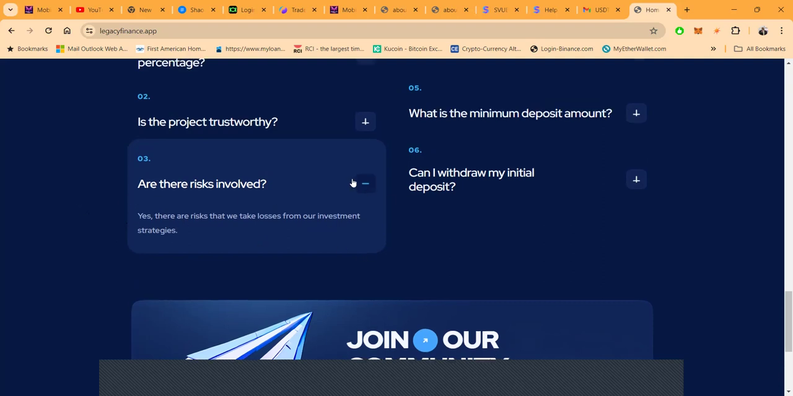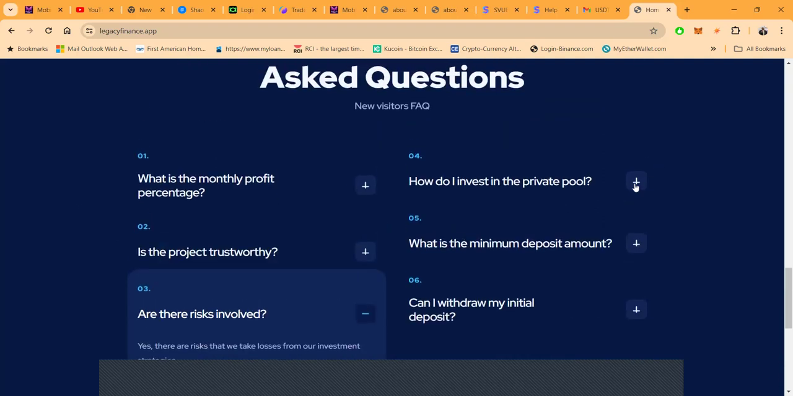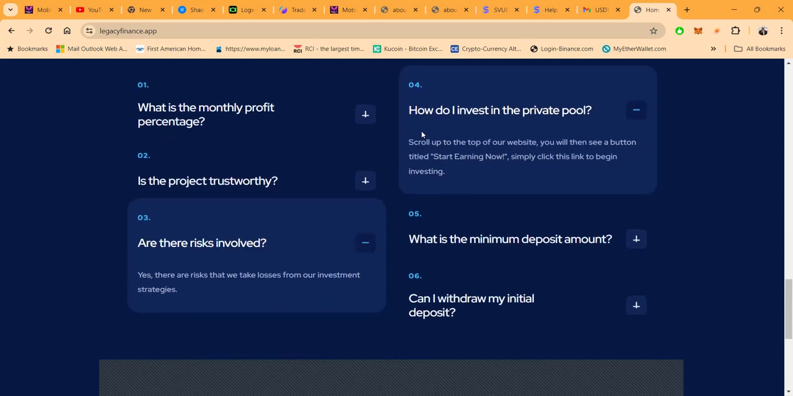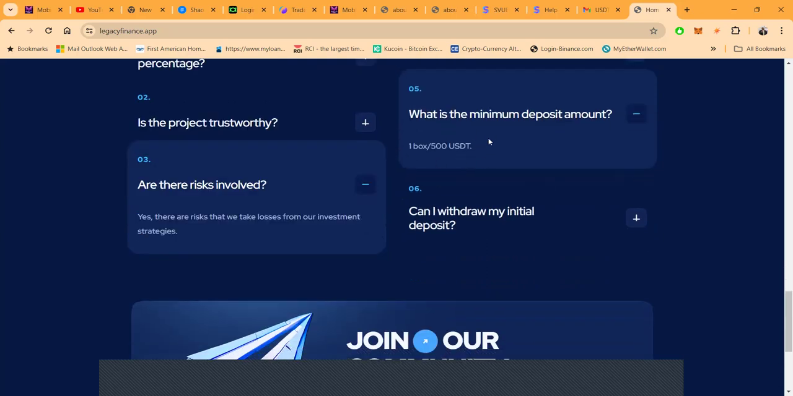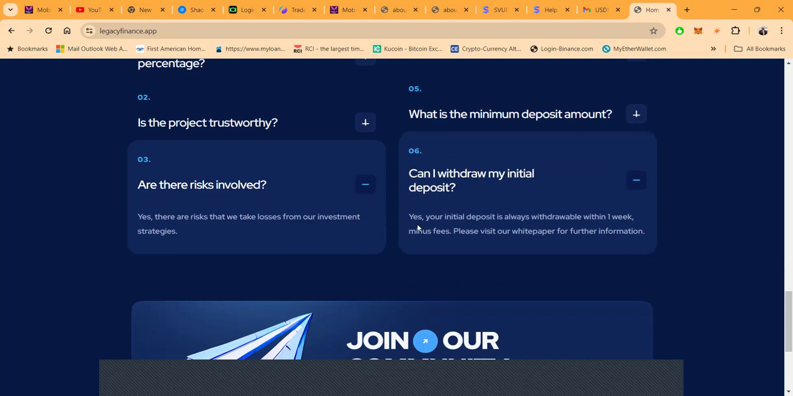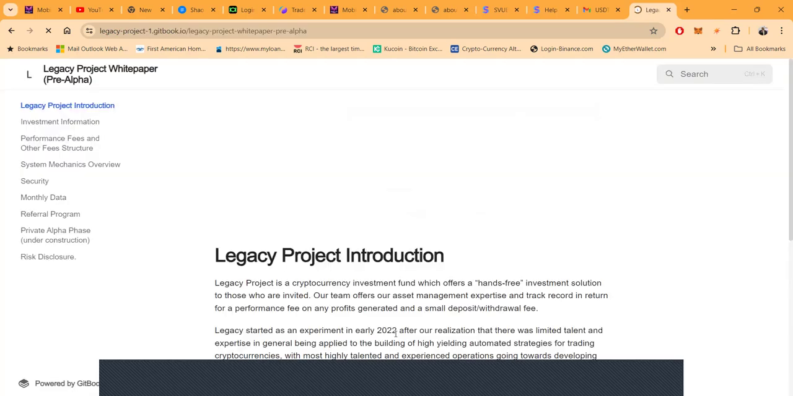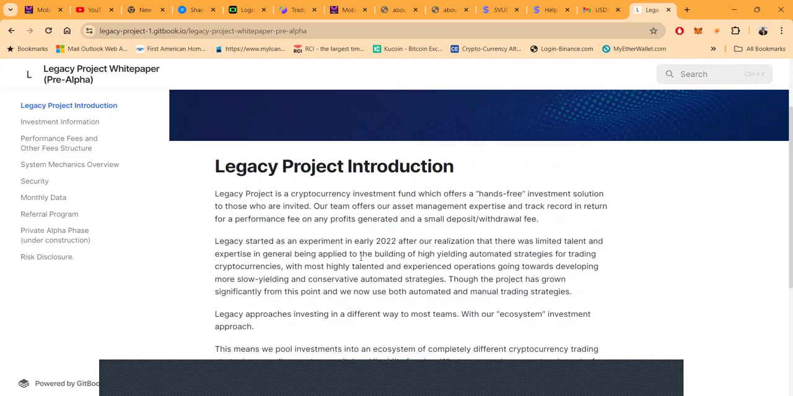I don't like projects where they tell you, oh, you're guaranteed to not lose your money. That's a scam. And then, folks, you can start earning by clicking up there. Minimal deposit is $500 or one box. And you can withdraw your deposit within 1 week minus their fees. And then you can come and take a look at their white paper right here that has tons of information on it. And I covered a large majority of it.